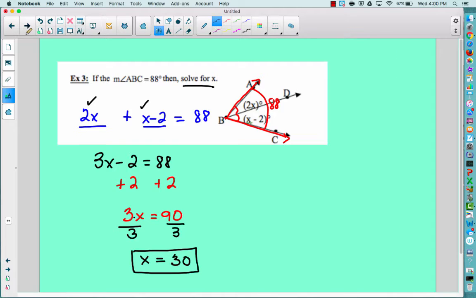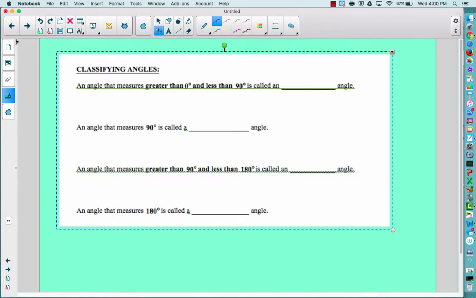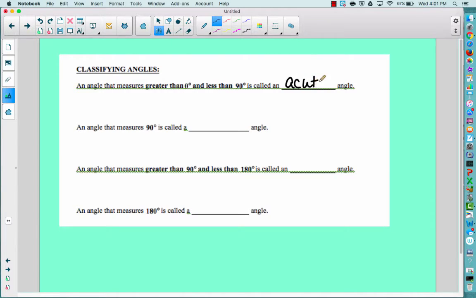A few more things we need to cover today. We can classify angles by their measure. An angle that measures greater than 0 and less than 90, so between 0 and 90 degrees, we call that an acute angle. An acute angle is something like that, a small acute angle less than 90 degrees. An angle that actually measures 90 degrees, meaning it equals 90 degrees, is called a right angle.